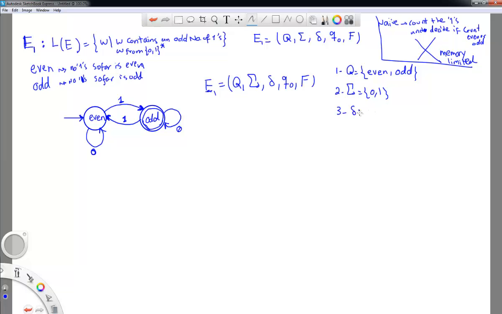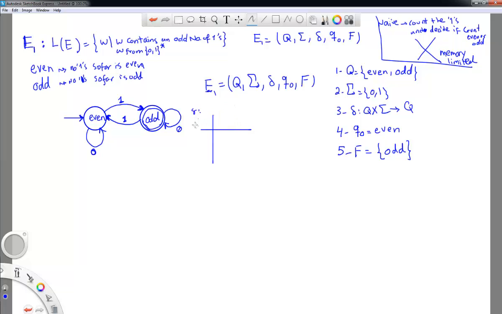Delta is a transition function from Q cross sigma onto Q. Each pair of state and symbol takes me to a state. Its initial state, Q sub 0, is even. And its accept state, F, is the set {odd}. And delta is this transition function.